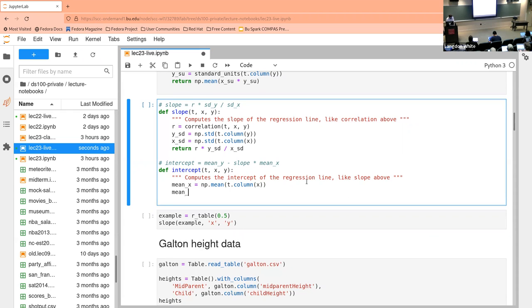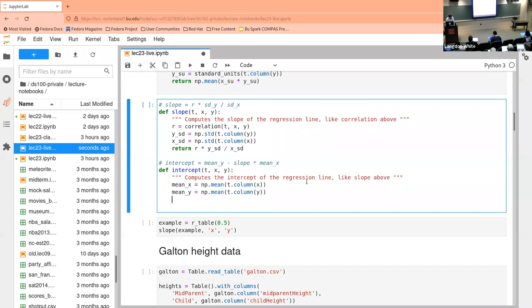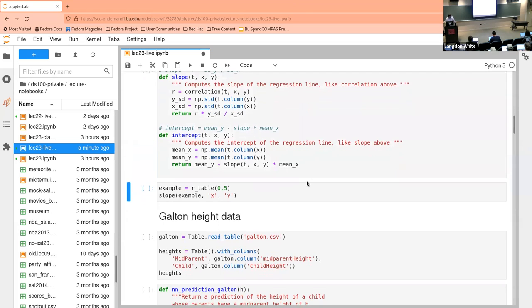And then mean underscore y is going to be the np mean of t dot column y. Right? And then our return value is just the result. Y minus slope of t x and y times the mean of x.